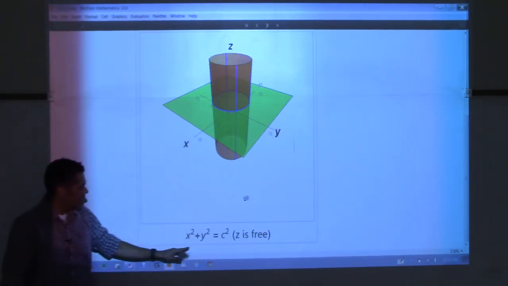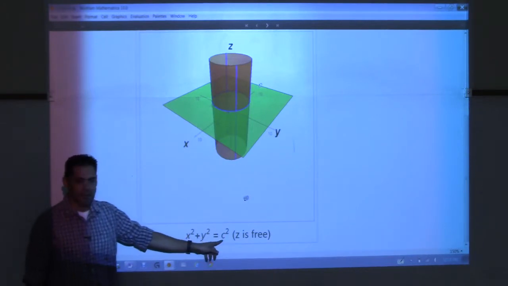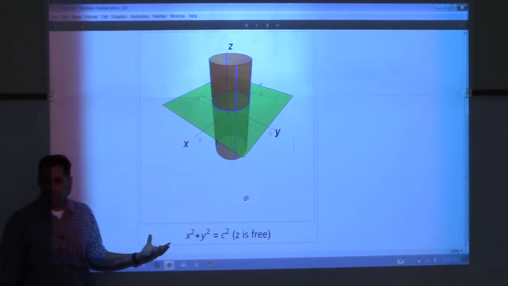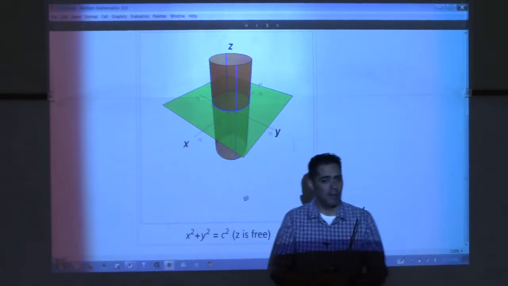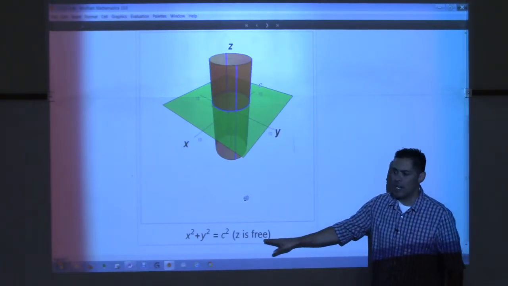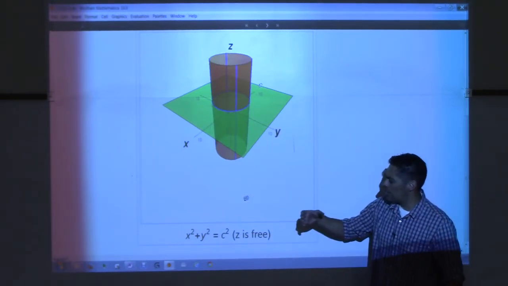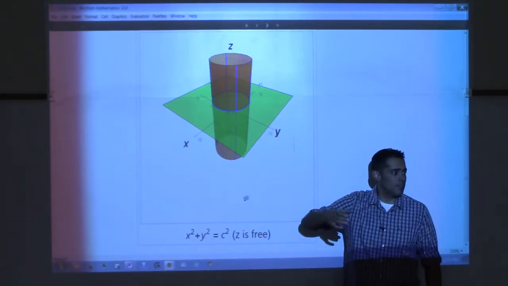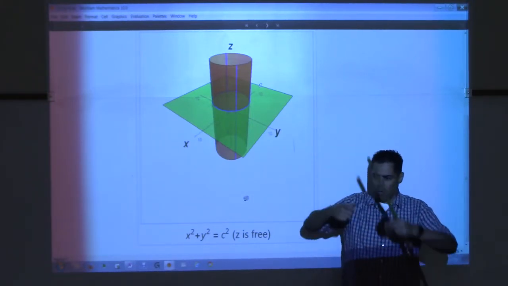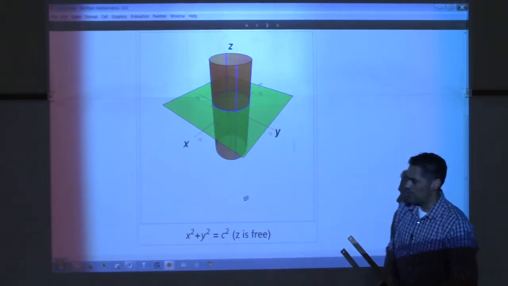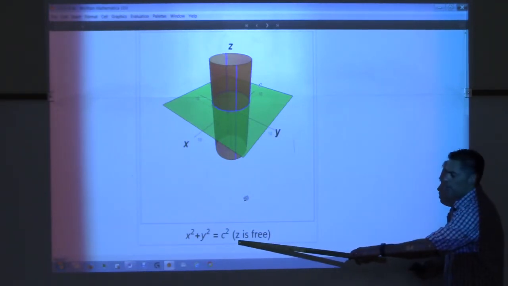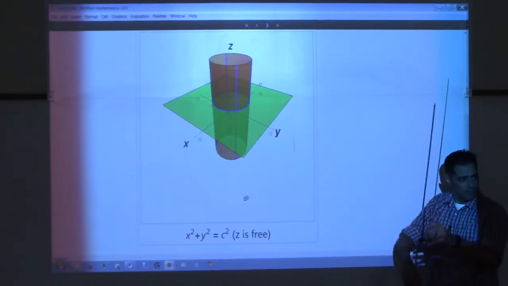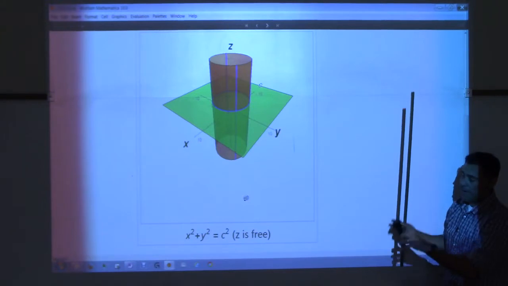Does this look familiar? x squared plus y squared equals c squared. Yeah, it's a circle, right? Except now we're in three-dimensional space. So there's no z in here, is there? No. So z is what we call free. It's a free variable. So it's like you're drawing a circle of radius c, and then you're allowed to let z be whatever you want, so you can move it up and down, and that draws the entire cylinder. Make sense? The free variable on a cylinder is the axis that it extends out along, all right?